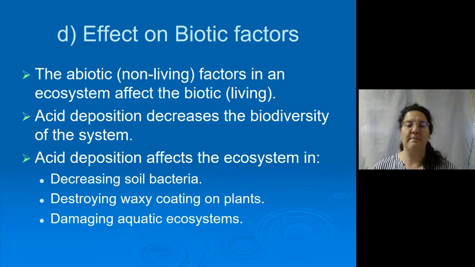So this is an example of how abiotic factors in an ecosystem can affect the biotic factors. So acid rain is an abiotic factor. It's non-living, but it affects the biodiversity of the system by decreasing it because it changes the availability of nutrients in the soil, bacteria in the soil, the coating on the plants, and damaging aquatic ecosystems. So once that acid deposition changes the abiotic factors of the ecosystem, the biotic factors will suffer as a result.